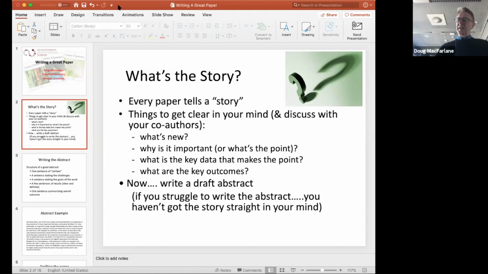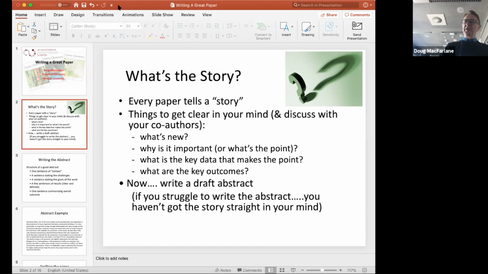And then finally, what are the key outcomes that you're going to emphasize? And that relates back to, why is it important? So if you think you know those four points, if you've got those clear in your mind, the next thing to do is to write the abstract, a draft abstract. And we'll look at how to write this in a minute.